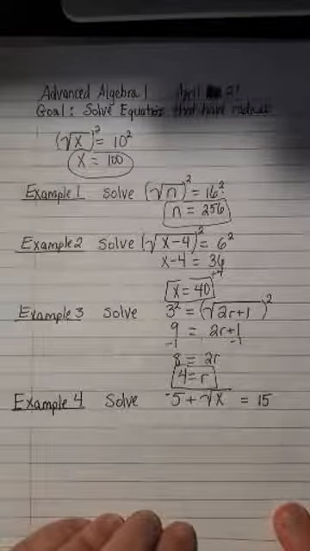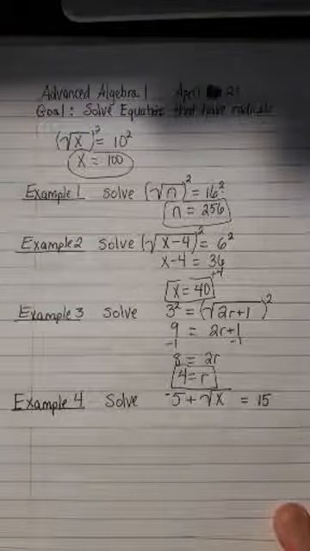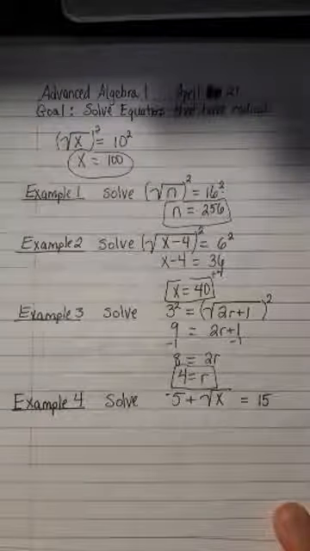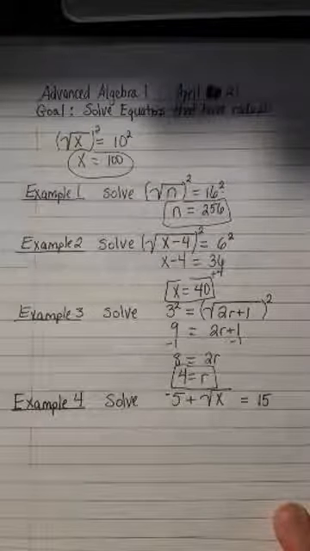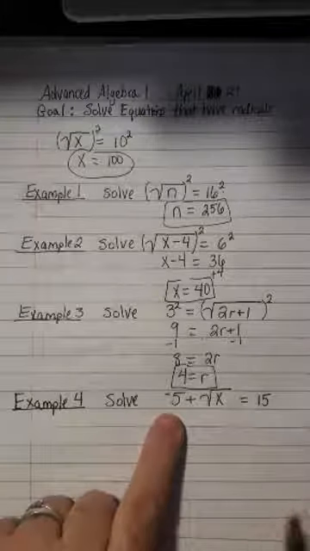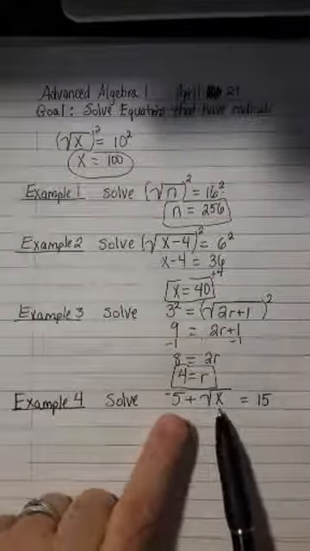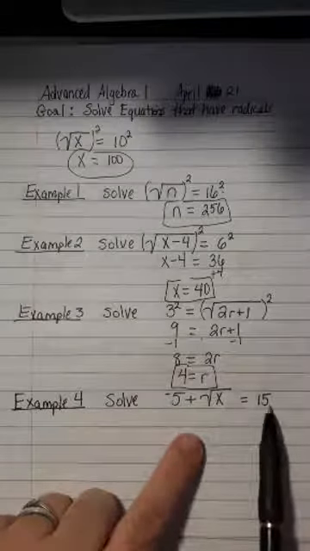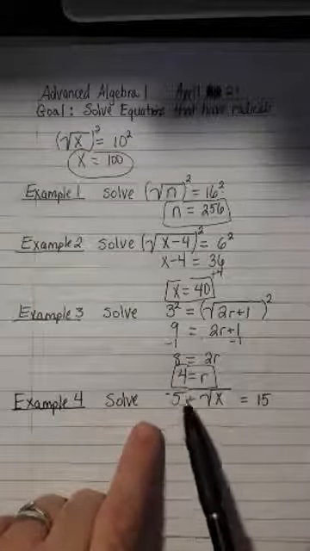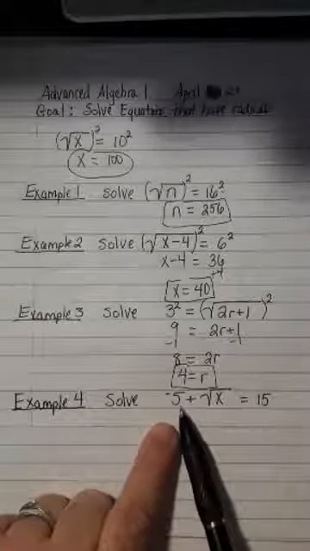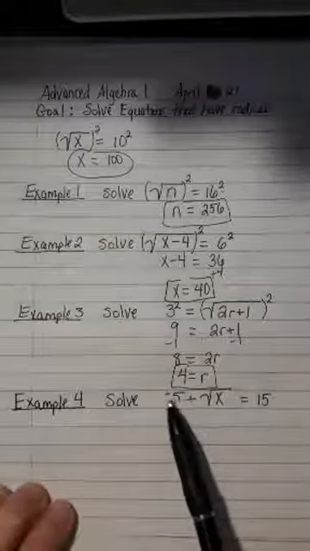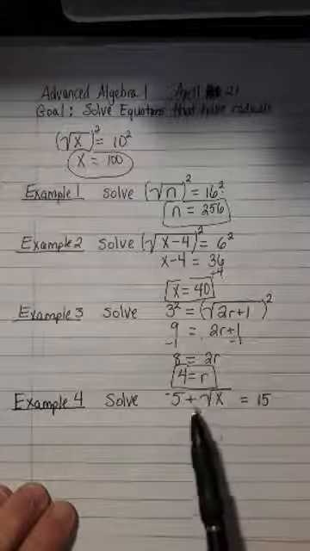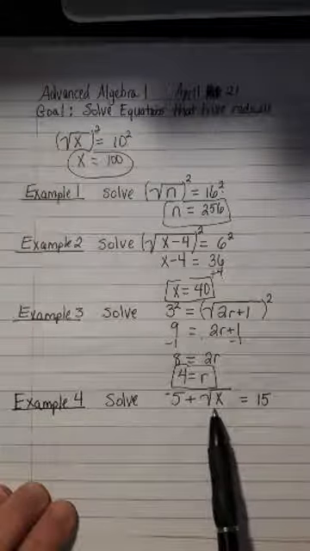All right, example 4. Now, on example 4, this is the first one that I've put on here that has a number on the outside of the square root. So make sure you don't square that 15 yet, because we've got this number on the outside of our square root that we've got to get rid of. So we want to get rid of this -5 because you want to push everything away from your square root.